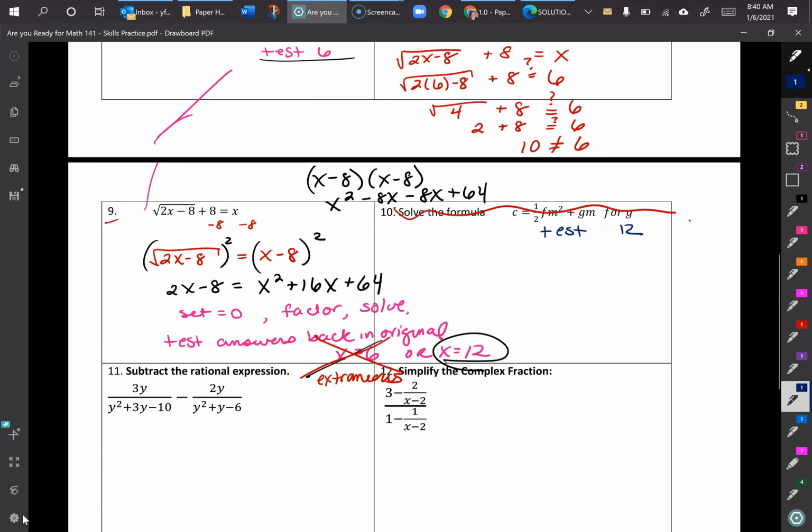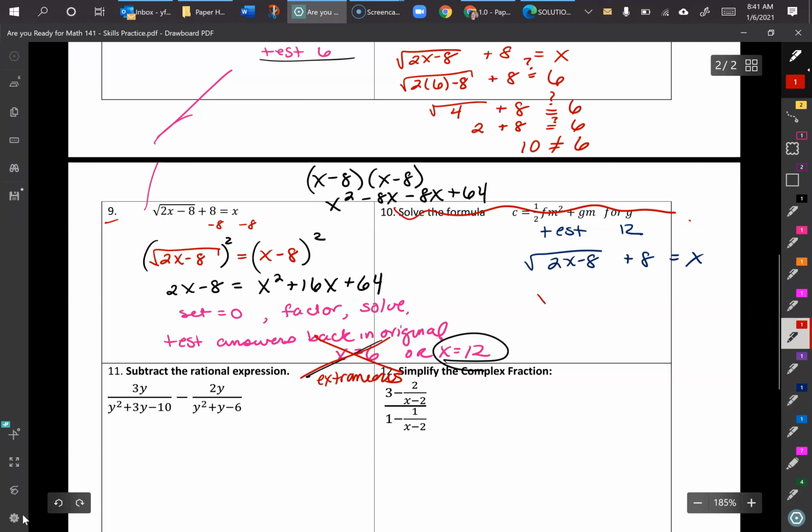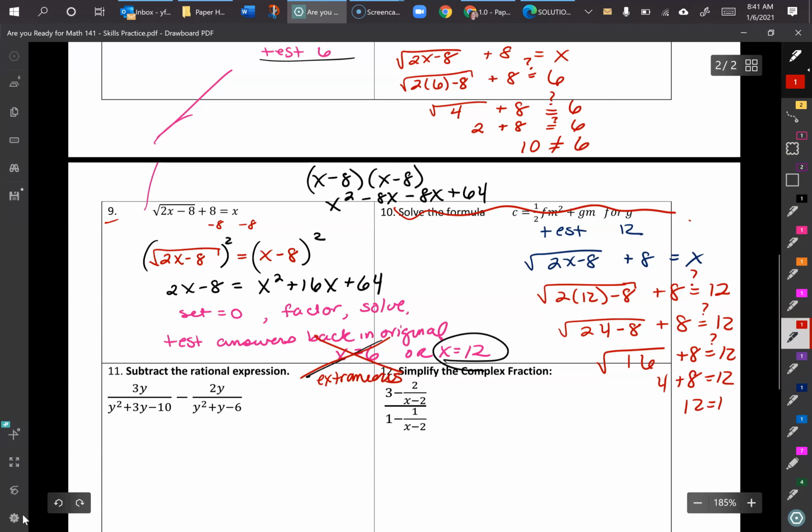So now I would do my square root of 2x minus 8 plus 8 equals x. So I'm going to plug my 12 in here. Square root of 2 times 12 minus 8 plus 8 equals 12. Or does it equal 12? So I would have 24 minus 8 plus 8. Does it equal 12? I would have the square root of 24 minus 8 is 16 plus 8 equals 12. 4 plus 8 equals 12. Yes, it does. So 12 is good.